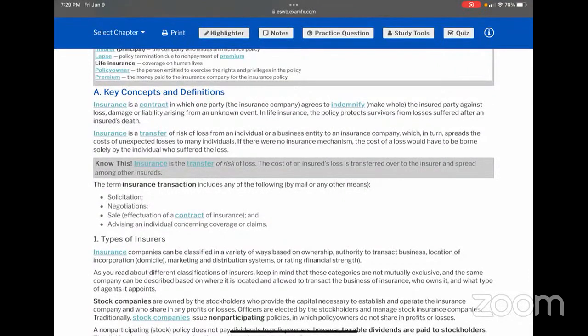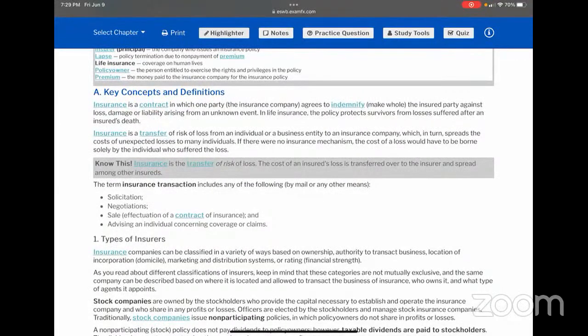If there were no insurance mechanism, the cost of a loss would have to be borne solely by the individual who suffered the loss. Y'all see where it say know this. Insurance is the transfer of risk of loss. The cost of an insured's loss is transferred over to the insurer and spread amongst other insureds.